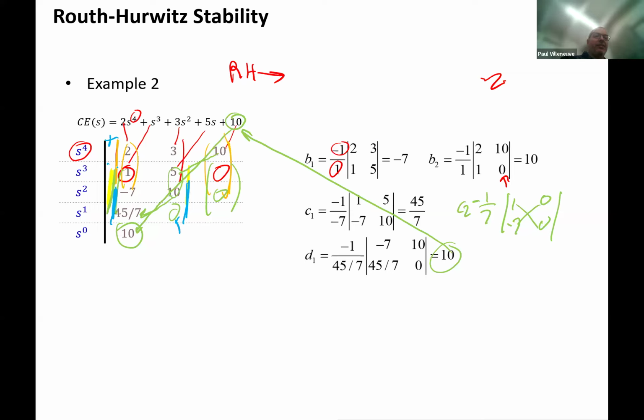Plus to plus, is that a sign change? Nope. Plus to minus, is that a sign change? Yep. So that indicates that I have at least one. Minus to plus, is that a sign change? Sure is. 2. And plus to plus, is that a sign change? No, not a sign change. So I only have 2 right half plane poles.